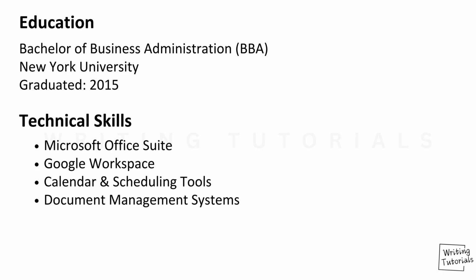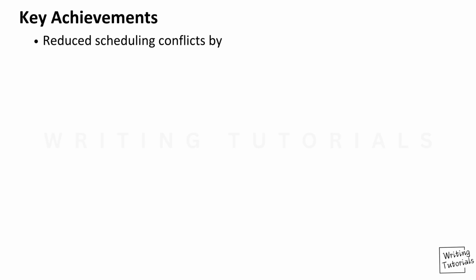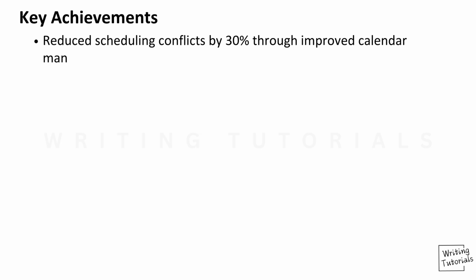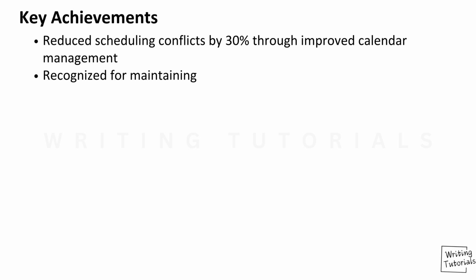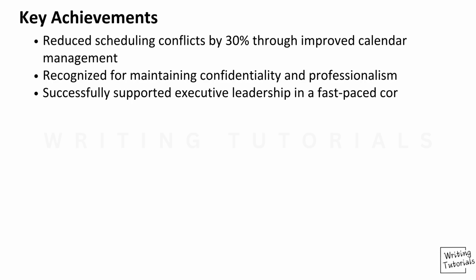Key achievements. Next is key achievements. Here is the full sample. Reduced scheduling conflicts by 30% through improved calendar management. This shows measurable success. Recognized for maintaining confidentiality and professionalism. This adds credibility. Successfully supported executive leadership in a fast-paced corporate environment. This shows reliability and experience. This section helps you stand out from other candidates.